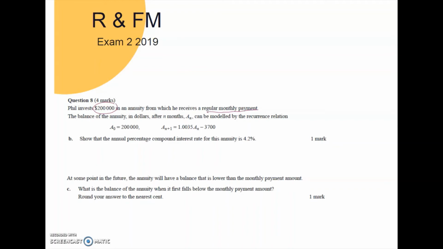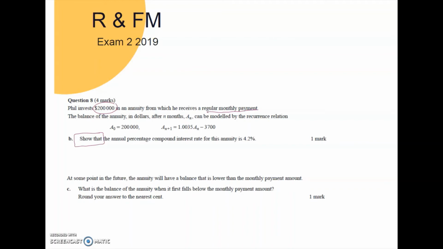So part B is asking you to show that the annual percentage compound interest rate for this annuity is 4.2%. Okay, the important thing here is the "show that". Students tend to struggle with this type of question. In a "show that" question, you must set up an equation with an unknown value in it. Okay, it must be an equation, not an expression, so it has to have an equal sign.